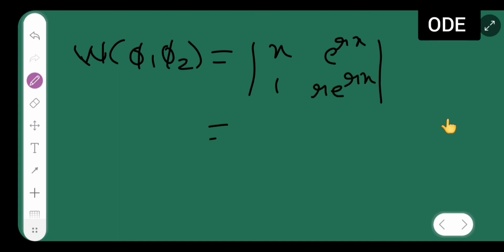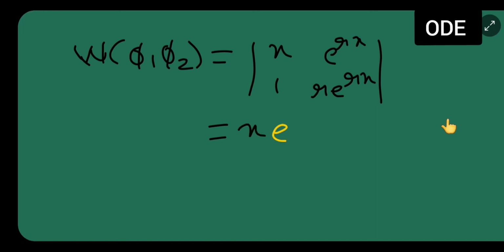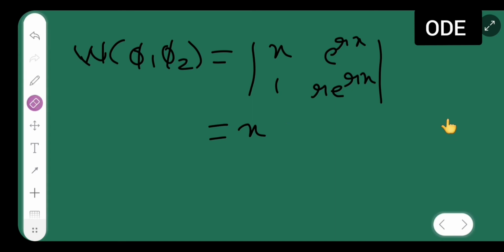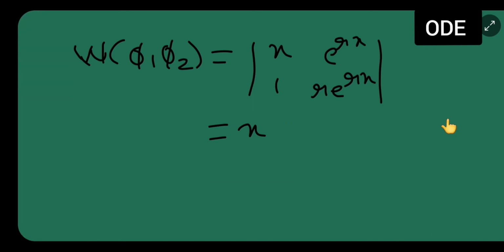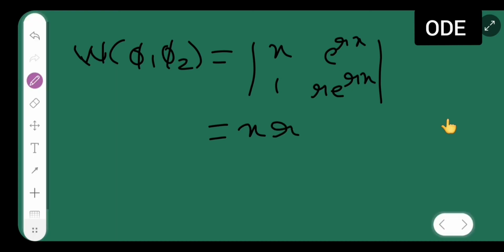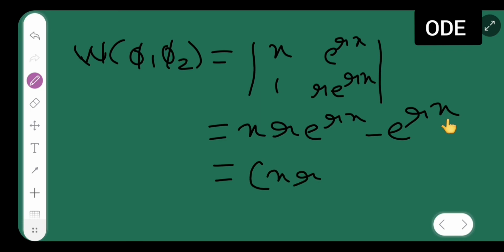Now this is x into r e raised to the power rx, minus e raised to the power rx. Now we will take e raised to the power rx common. So xr minus 1, and e raised to the power rx is common to both. Now this is not equal to 0.